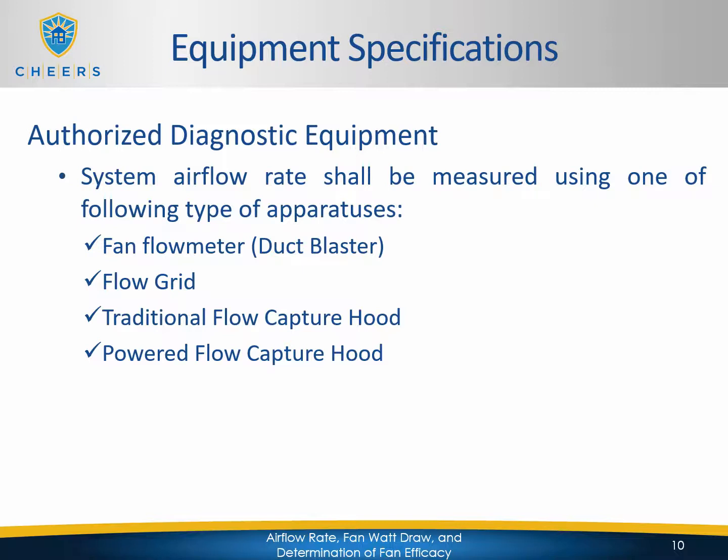As I mentioned a couple of slides ago, the system airflow rate shall be measured using one of the following types of apparatuses. So we have the fan flow meter, which is the duct blaster, the flow grid, the traditional flow capture hood, and a powered flow capture hood airflow measurement device. We're going to be explaining how to collect the data with each one of the systems once we actually get to procedures.